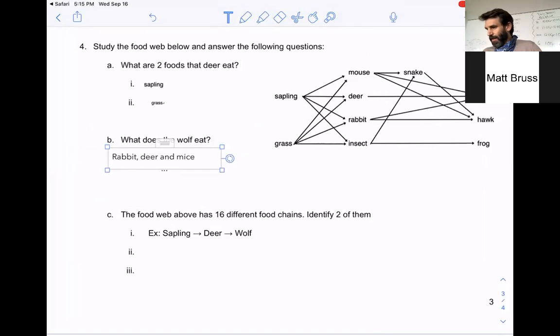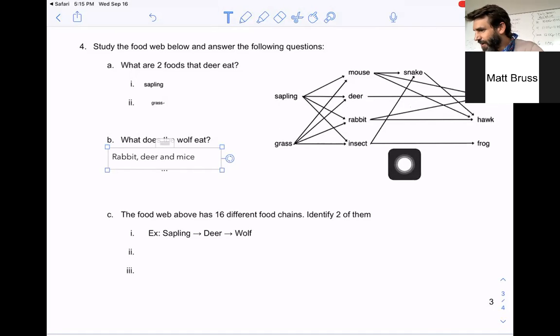Okay. So now it says this food web above has 16 different food chains in it. And can we identify 2 of them? There's an example here where it looks like the sapling to deer to wolf is one of these straight lines right here that represents a food chain, right?